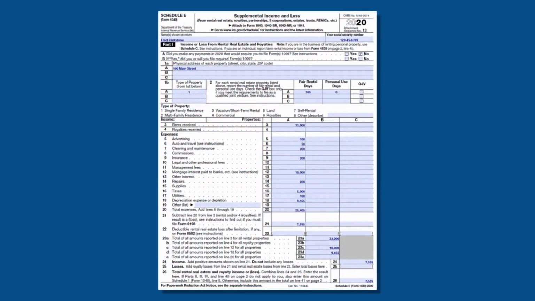Schedule E is fairly straightforward. It lists the property address, what type of property it is, such as single family, multifamily, commercial, and so forth, how many days you rented it versus used it for personal use, and it shows your total rent received. In this example, I'm assuming it was rented for 11 months at $3,000 per month, so you had total rental income of $33,000. And then here are all the deductible expenses for the year. And here's the $9,455 of annual depreciation expense.